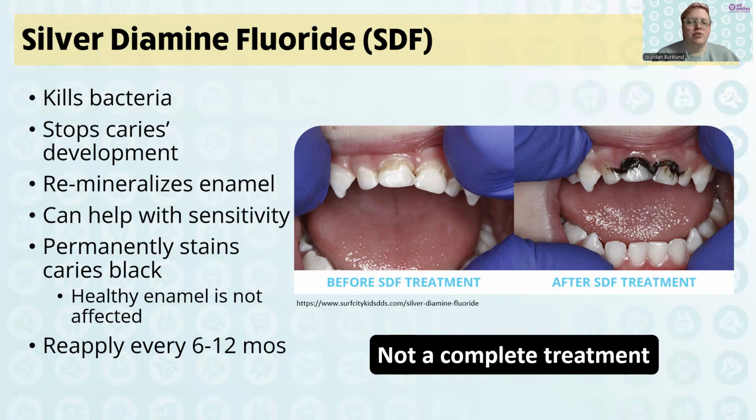It kind of helps strengthen the area. It can help with their sensitivity. The biggest caveat, though, that makes the parents very reticent to do this is that it permanently stains the cavity black, not the tooth, just the part that has a cavity. And a lot of parents are uncertain about doing this because they don't want the cavities to be that obvious, especially in the front teeth. They're worried about their kids getting bullied, worried about other people judging them for their kids having black teeth.